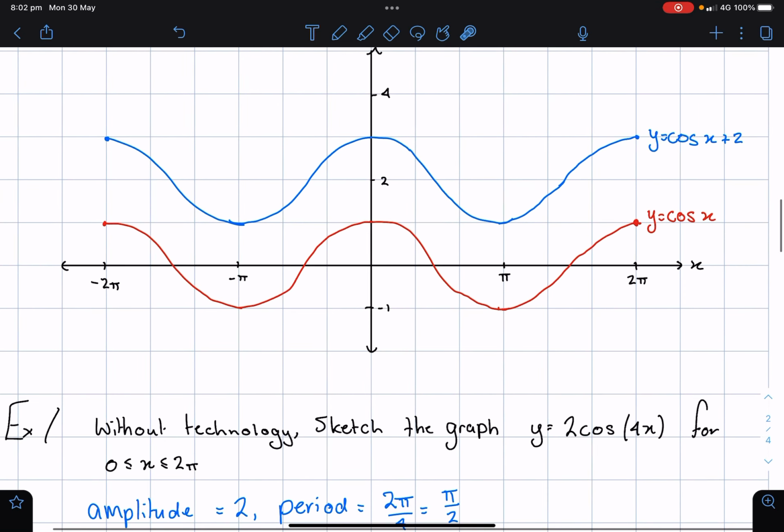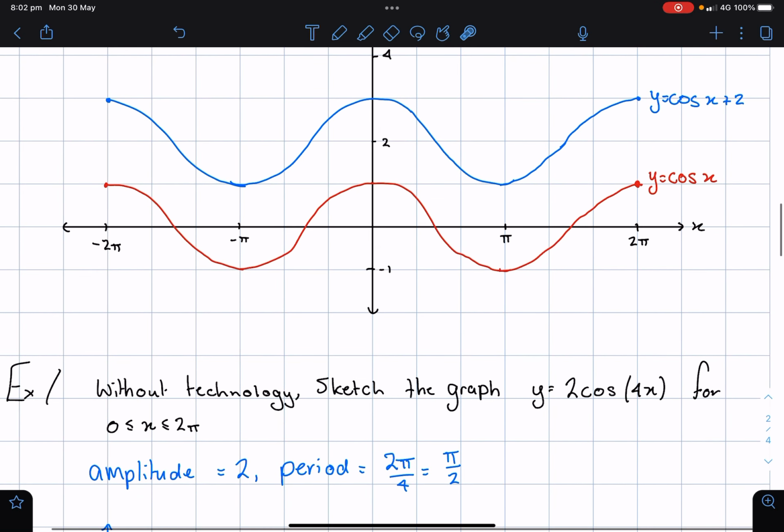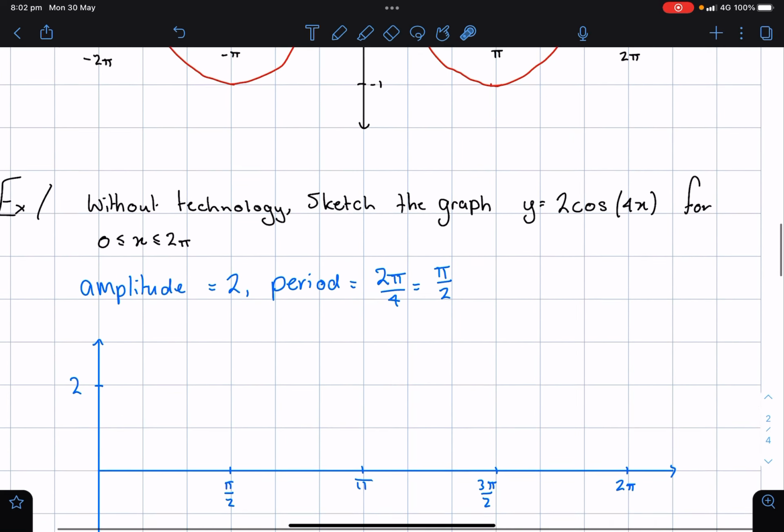So without technology, sketch the graph y equals 2 cosine of 4x for 0 is less than or equal to x, which is less than or equal to 2 pi. So I've gone ahead, found the amplitude and the period. So my amplitude is 2, which is just my A value. And then my period is 2 pi over B, and B is 4 in this case. So that means my period is pi on 2.